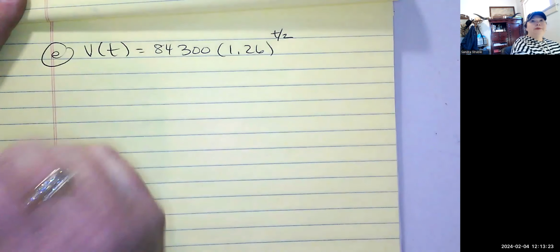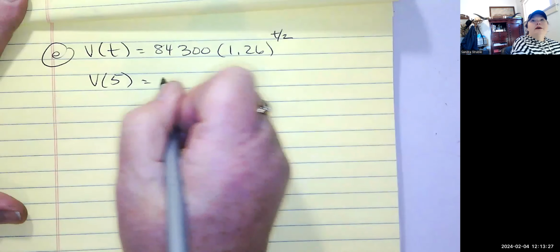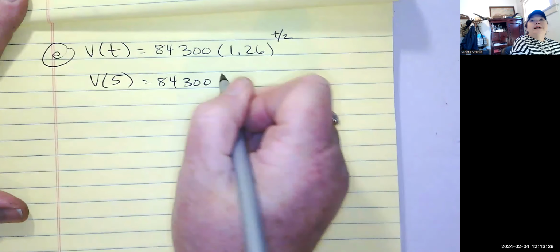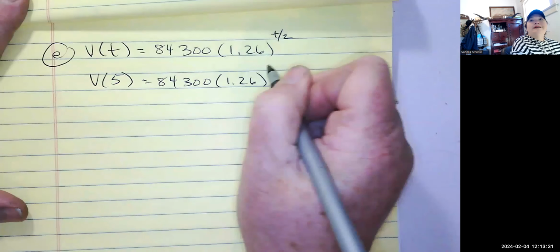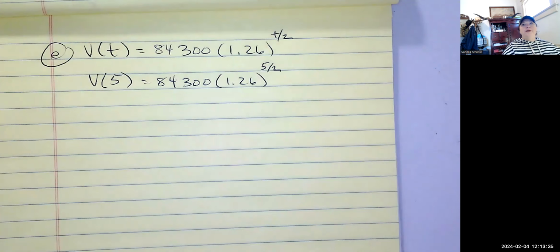All right, here's the one. V of 5. What's the value in 5 years? 84,300 times 1.26 raised to the 5 divided by 2. Okay, to keep from messing up, I'm going to give you exactly how to put this into your calculator, just as it is right now.